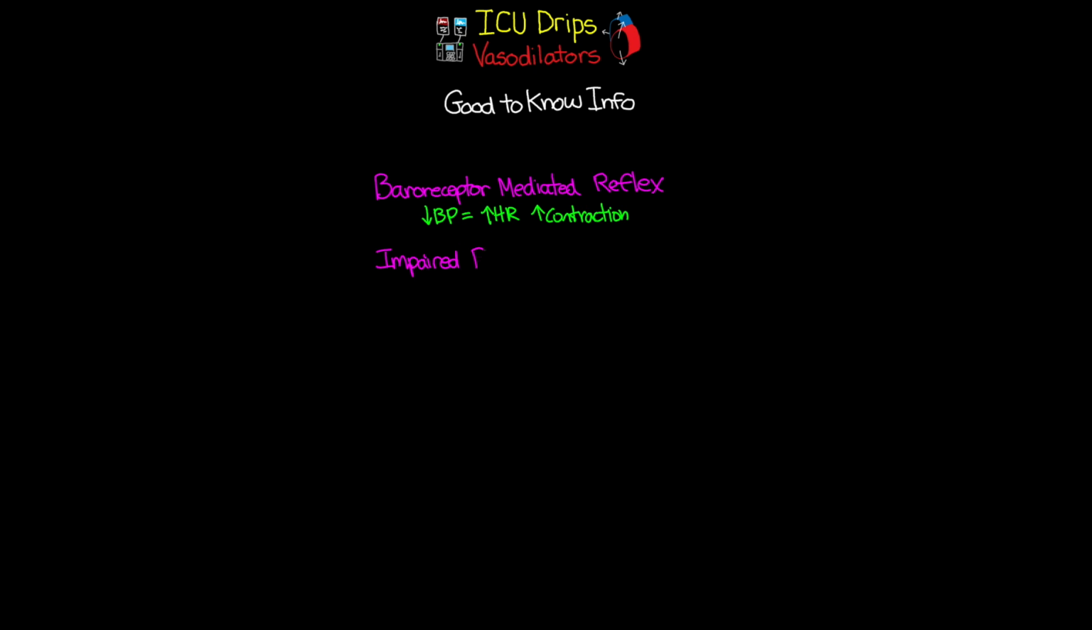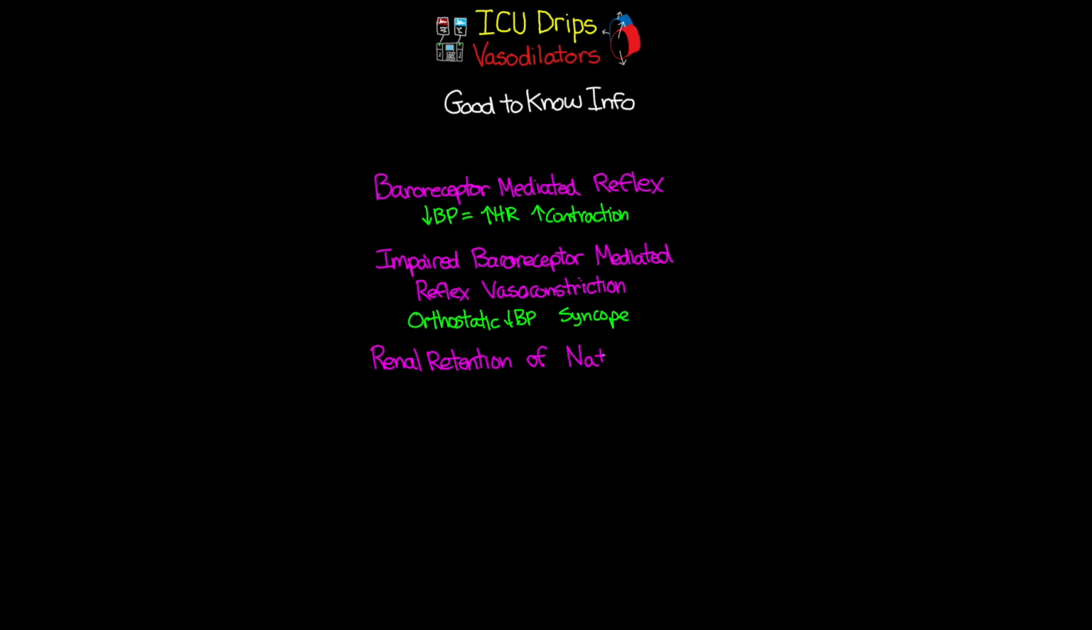Now it's also important to know that these medications can impair the normal baroreceptor-mediated reflex vasoconstriction, most notably when your patient sits or stands up, and this can ultimately lead to orthostatic hypotension and syncope. You can also see things leading to renal retention of sodium and water, once again as a compensation mechanism that the body has for low blood pressure, and this would lead to an increase in the blood volume and ultimately cardiac output as the body tries to compensate for the decreased SVR.